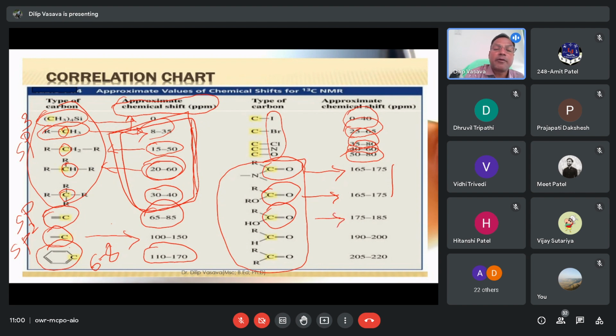We are talking about the value of the carbon, but the nature of the carbon is the carbonyl group. This is the aldehyde carbonyl group. So the carbon of the carbonyl group of aldehyde is 190 to 200. And finally, this is the ketone, like acetone. So that value indicates 205 to 220. Correct?